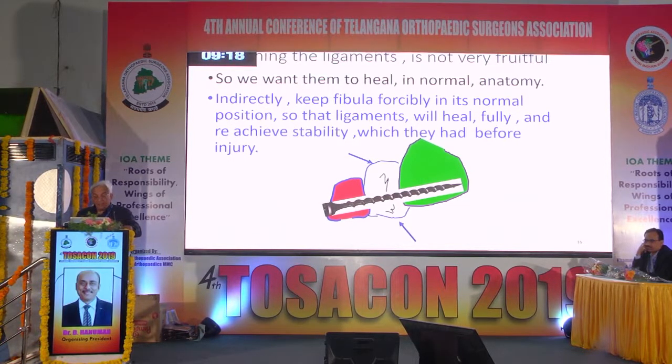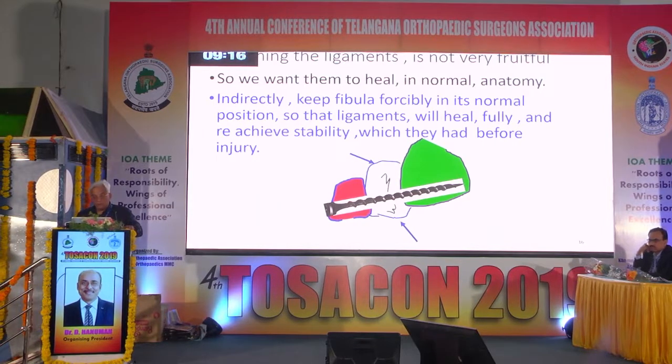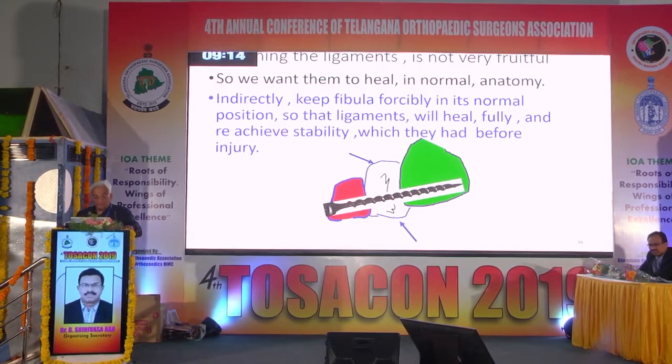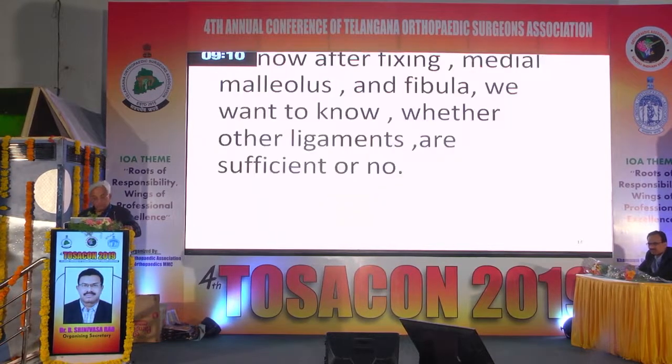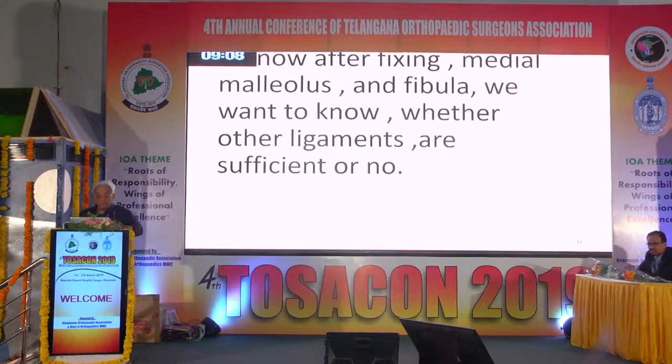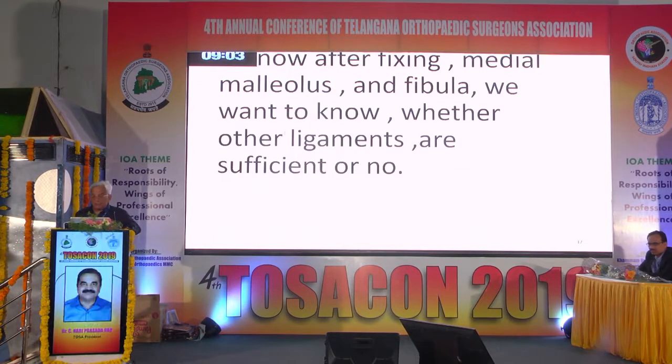Indirectly, we keep the fibula forcibly in its normal position so that the ligaments will heal fully and re-achieve the stability which they had before. So now after fixing the medial malleolus and fibula, we want to know whether the other ligaments are sufficient or not, because in a CT scan you don't see the ligaments. So then we do the test.